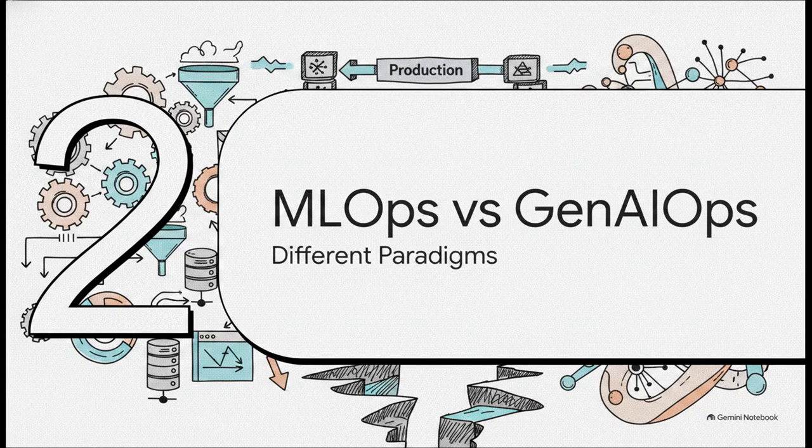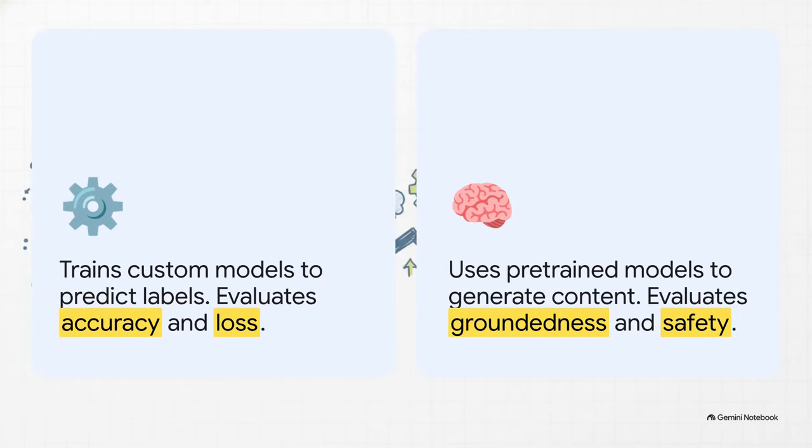Moving right along to Section 2, MLOps versus GenAIOps, different paradigms. To cross this production chasm, we have to clearly define the two very distinct disciplines of modern AI ops. So the absolutely crucial takeaway here is that MLOps is all about managing custom-built machine learning models, whereas GenAIOps orchestrates applications and agents around unpredictable, pre-trained large language models. Think about it like this. Traditional MLOps asks, okay, is this model accurate based on our historical training data?